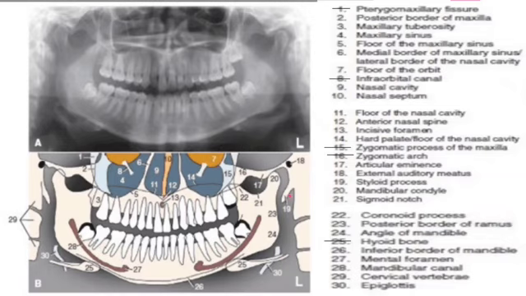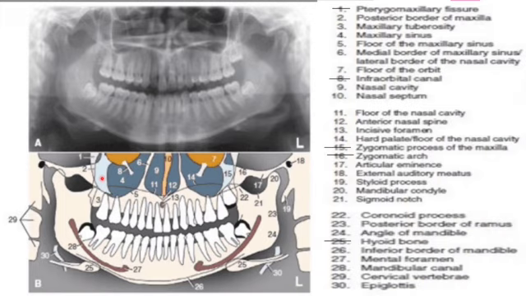Almost 30 landmarks are marked in this picture. Let us see one by one. The first one is pterygomaxillary fissure. So in this picture it is given here. So this is the pterygomaxillary fissure. So in this radiograph it is somewhere here. Next is the posterior border of the maxilla. This is the posterior border of the maxilla. You can equate with the same picture here. So this is the posterior border of the maxilla.